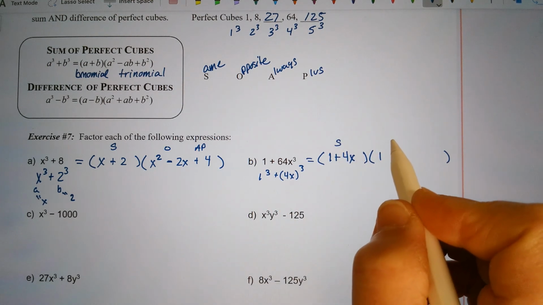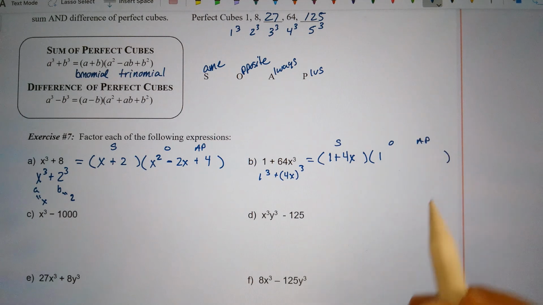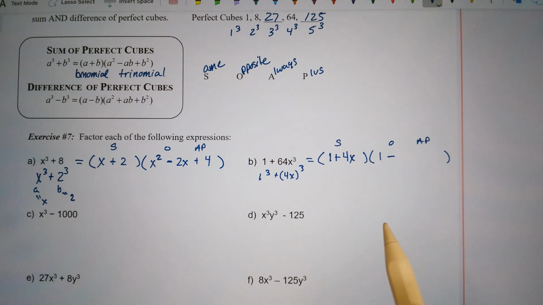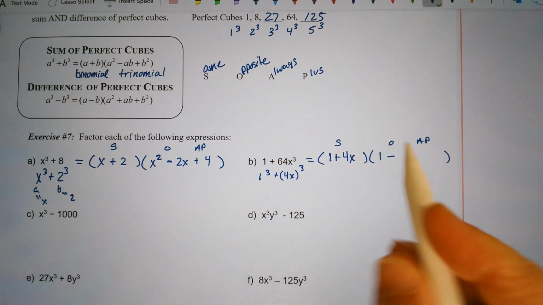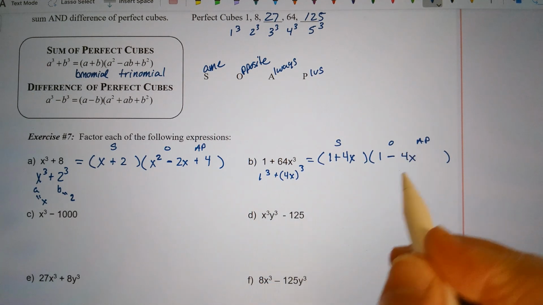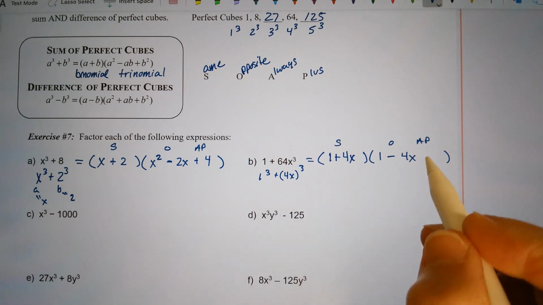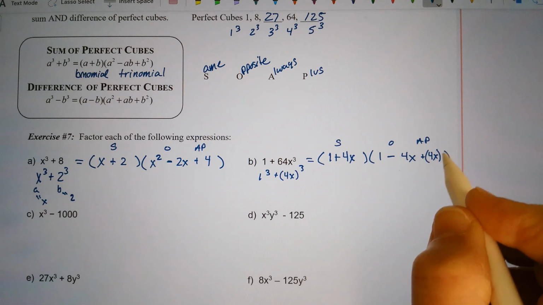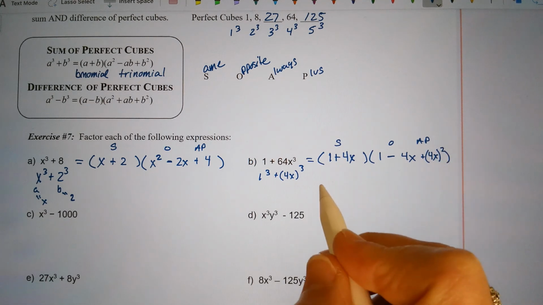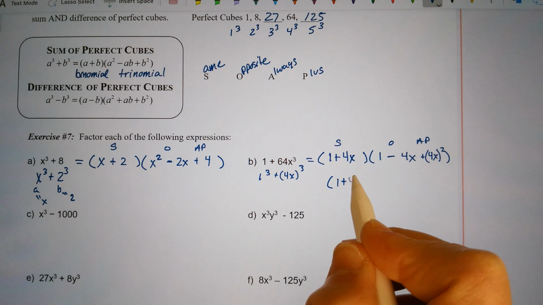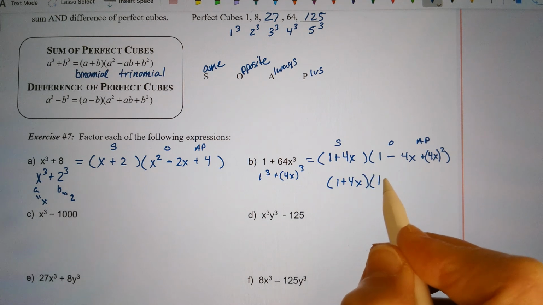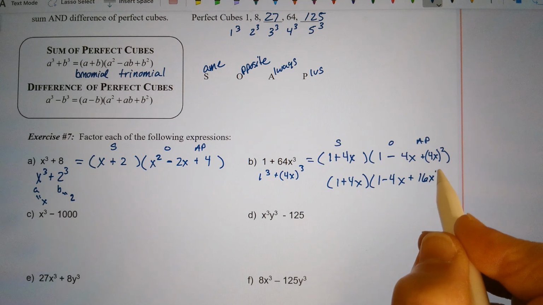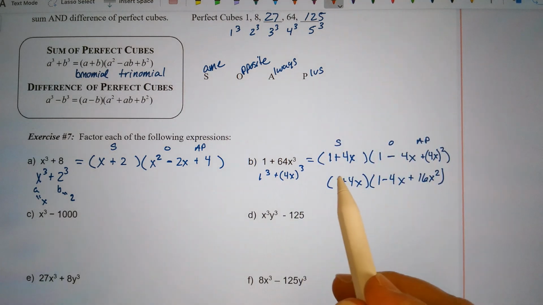So same, opposite, always plus. So 1 minus the product. 1 times 4x is 4x, and then 4x squared, which would be written like this, but we want it in its simplified form. So 1 plus 4x times 1 minus 4x plus 4x squared, which is 16x squared. This is our answer.